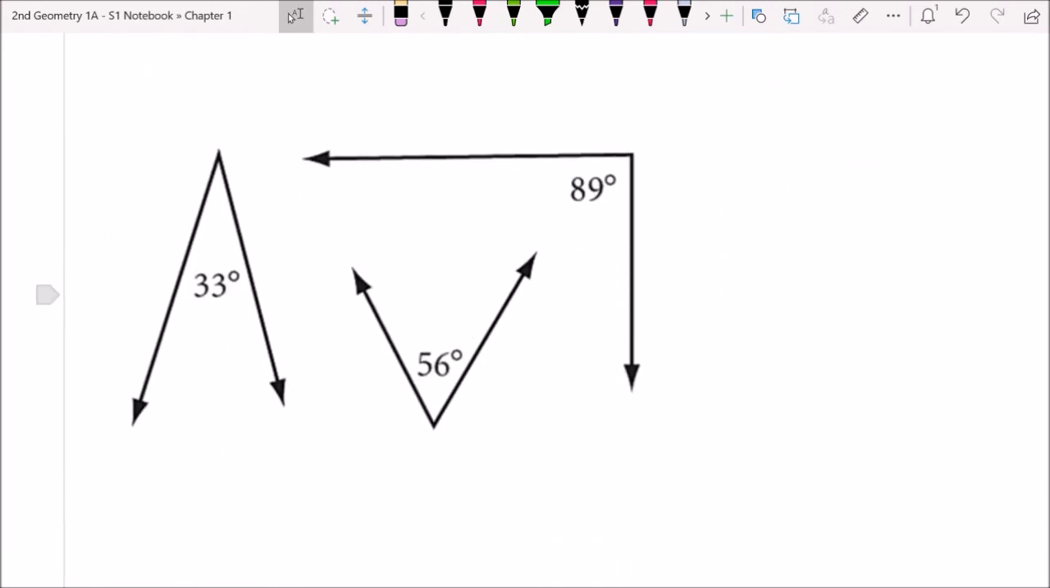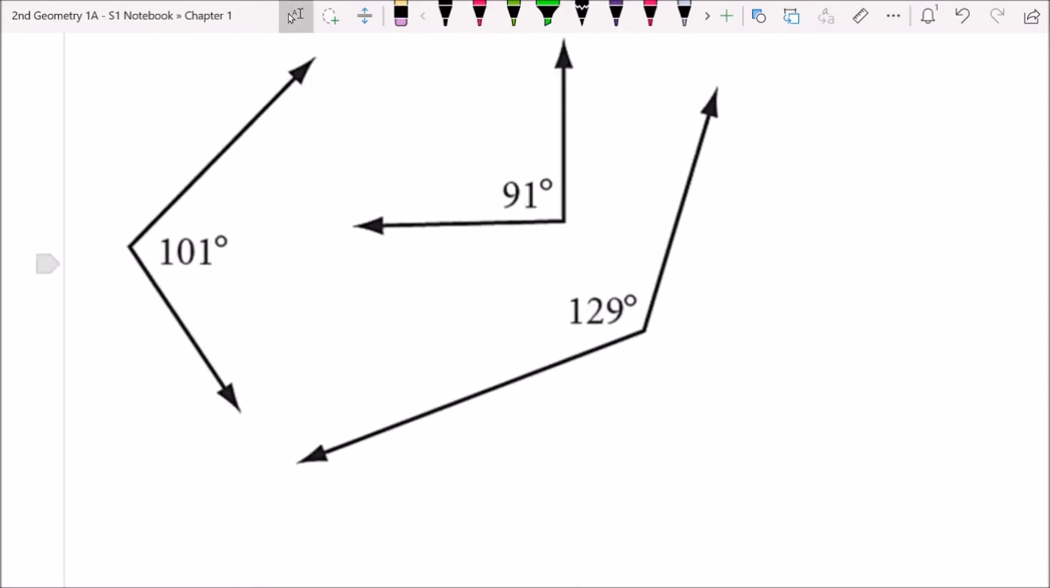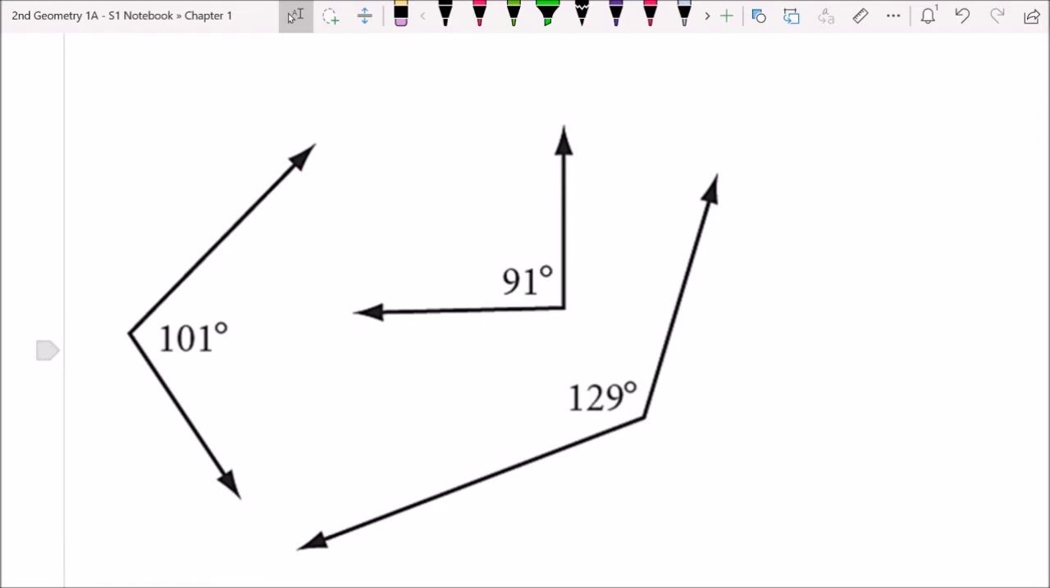Here's another one. What word applies to all three of these angles? Each of them is less than 90 degrees. These are all acute angles. And what about the last one? What vocab word applies to all three of these angles? Well, all of them have more than 90 degrees. These are obtuse angles.